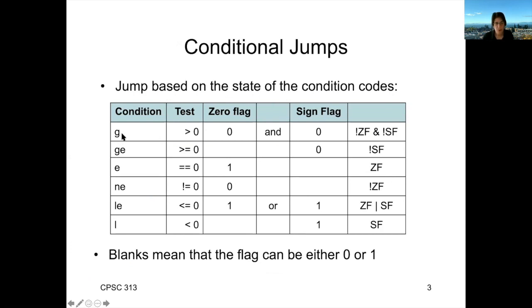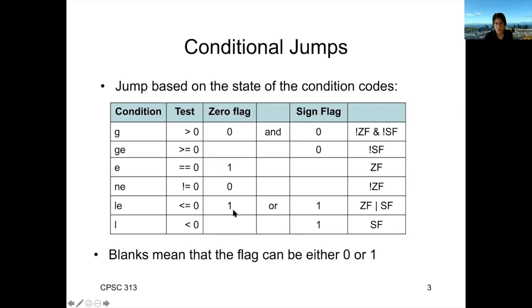So if you want to jump when that last thing was greater than, what that means is that the 0 flag had better not be set, so it needs to be 0. And the sign flag had better not be set, so that needs to be 0. So if those 2 conditions are true, then the previous ALU operation resulted in a greater than, and therefore we would take the jump. Let's take another one, less than or equal to. So that says that the previous instruction either generated a 0 for equal to or set the sign bit. So in this case, either of those bits could be set.